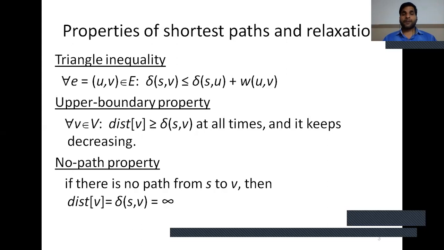According to the upper bound property, for every v element of capital V, distance of v is greater than or equal to delta(s, v) at all times and keeps decreasing. So the no path property: if there is no path from s to v, then distance of v equals delta(s, v) equals infinity.